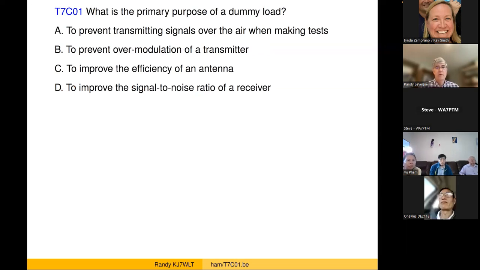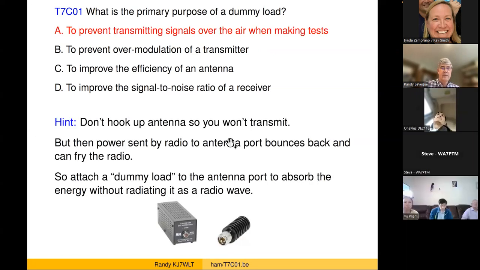So what's the primary purpose of a dummy load? If you've heard this term, this is something related to antennas, and it's often used in place of an antenna on a radio in order to test your radio in ways where you don't want to actually be transmitting over the air, or in cases where you just want to make sure that if you accidentally press the push to talk button, you don't try to transmit over the air because you don't have an antenna hooked up.